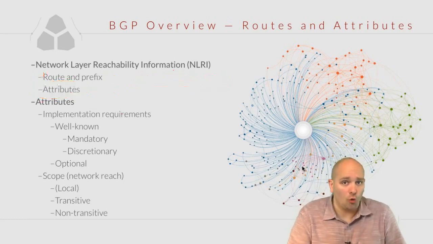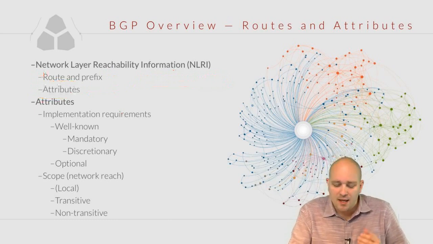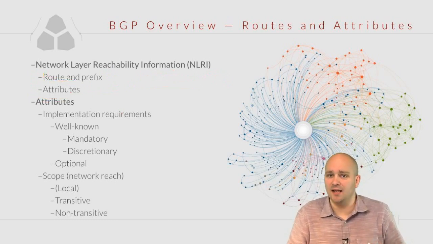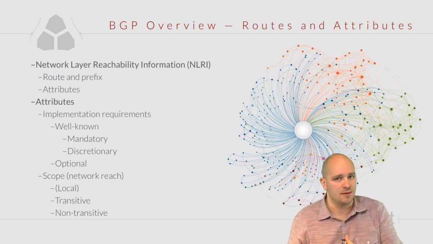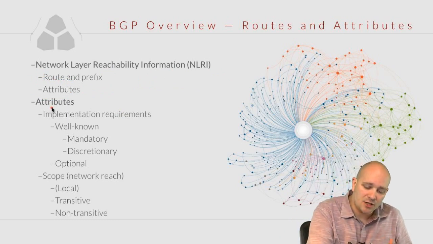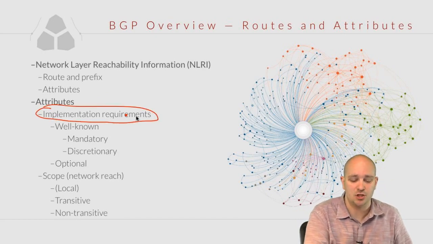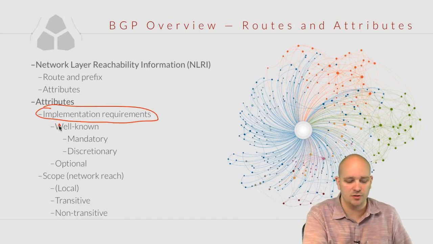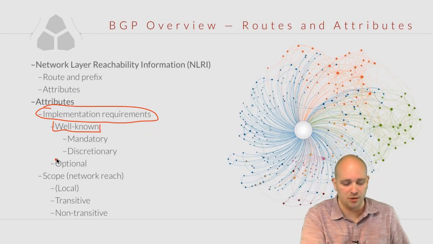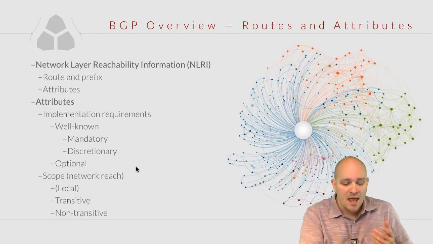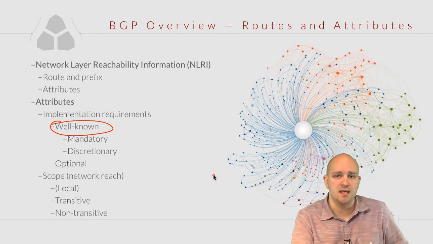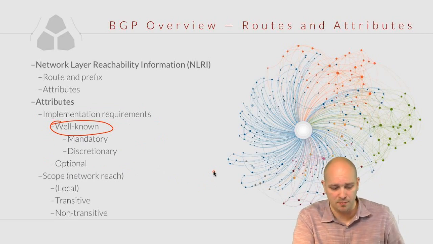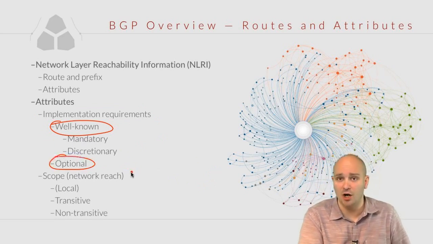Now, not all BGP attributes are the same. They can be divided into several categories that describe attributes themselves. First of all, the attributes are divided based on the implementation requirements, and these are further subdivided into the well-known attributes and the optional attributes. Well-known attributes are those attributes that must be understood by every BGP implementation. Optional attributes are exactly that.